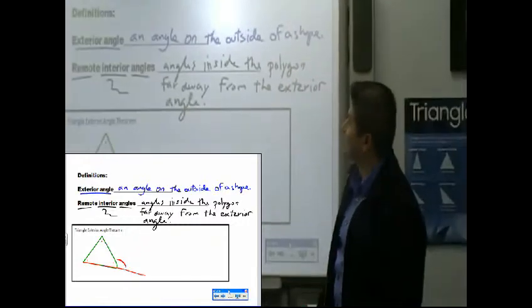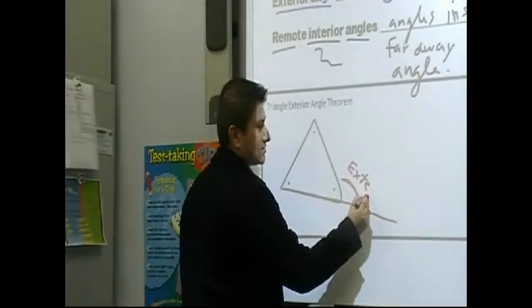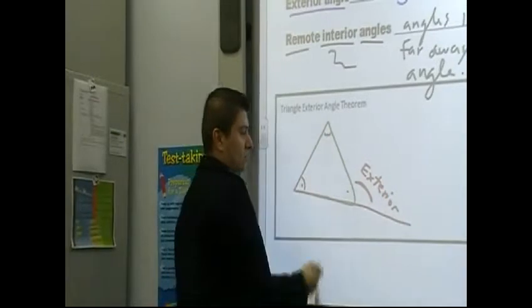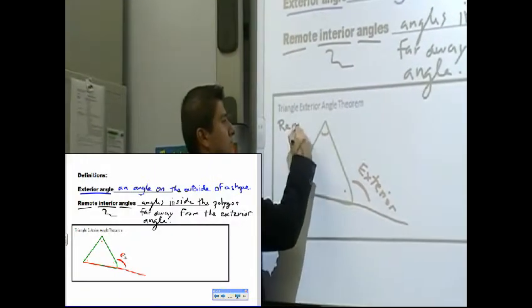So what are we going to do? If you're looking at this little fella, this was called the exterior angle, yes? Because it was outside. These two little guys are called the remote interior ones.